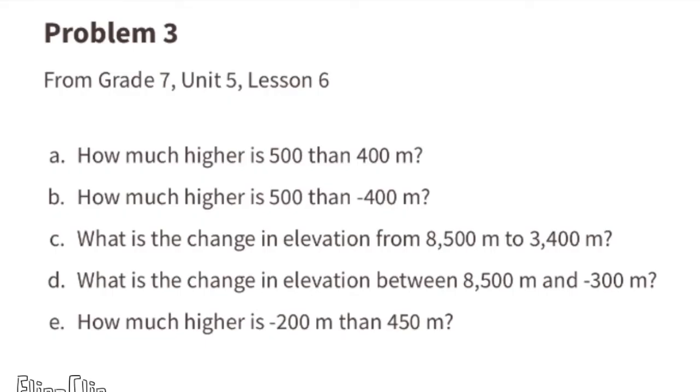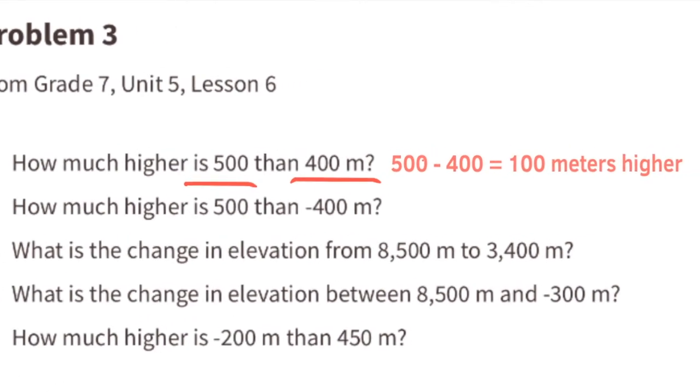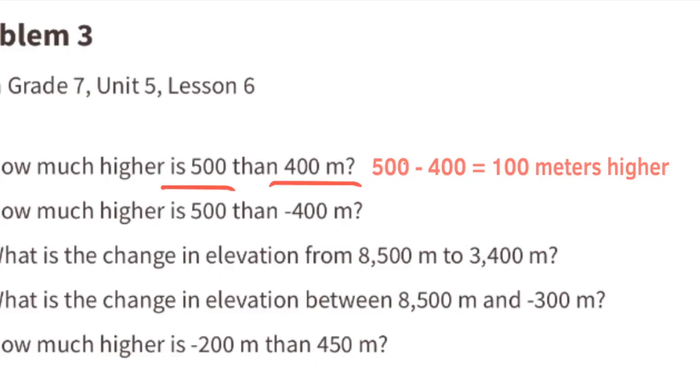Problem number 3 from 7th grade Unit 5, Lesson 6. A. How much higher is 500 meters than 400 meters? 500 minus 400 equals 100. So 500 meters is 100 meters higher than 400 meters.